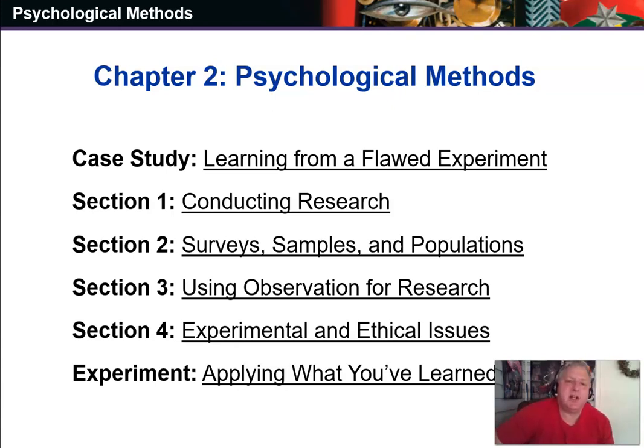Today we're going to talk about psychology methods. In this, we'll talk about our case study. We'll be learning from a flawed experiment. Section 1 will be conducting research. Section 2, surveys, samples, and populations. Section 3, using observation for research. Section 4, the experimental ethical issues. And then we'll talk through an experiment.